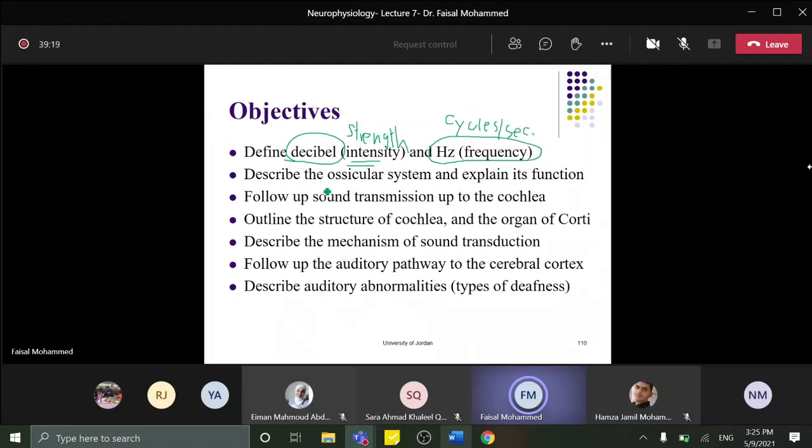We will describe the anatomy of the ear and the ossicular system, explain its function, and follow the sound transmission up to the cochlea. The cochlea is the area where the receptors for hearing are located. We will outline the structure of the cochlea and talk about the mechanism of sound transduction, meaning how the sound is transduced into electrical impulses. Then we follow the auditory pathway and talk about some abnormalities. These are our objectives.